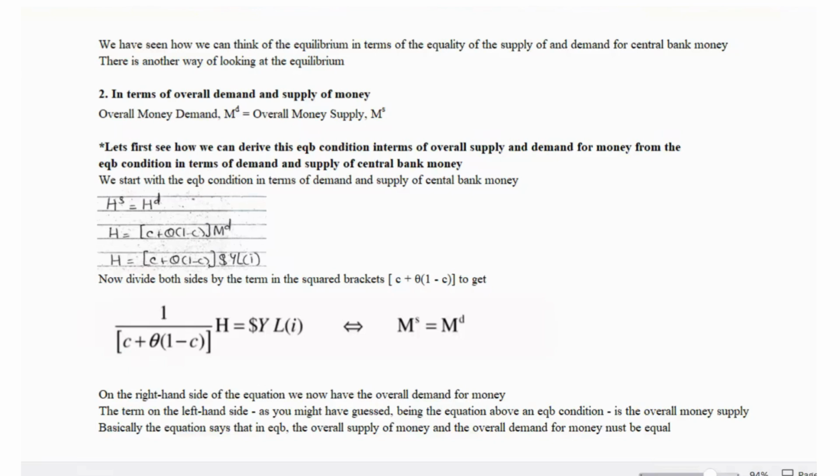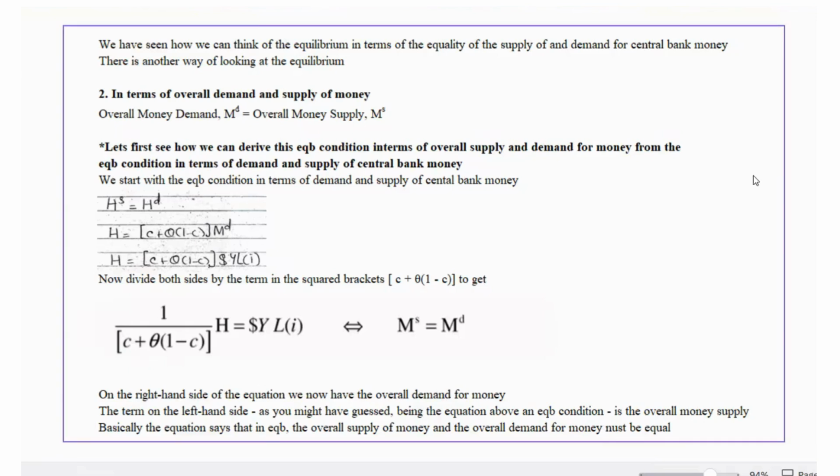We were looking at financial markets. We talked about the case first, where the only bank in the economy is a central bank and there are no commercial banks. Then we talked about the case where the economy has a central bank along with the banking sector that collects deposits from the public. And we saw how we can think of the equilibrium in the financial market in this case, where we do have a banking sector, in terms of the equality of supply and demand for central bank money.